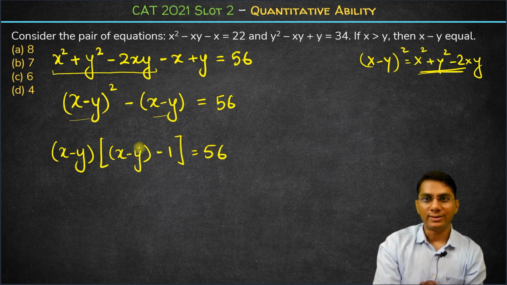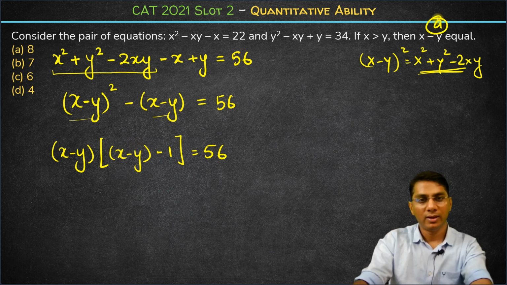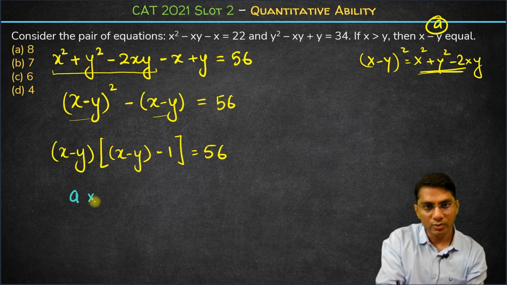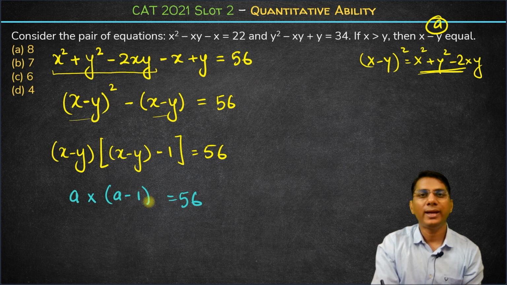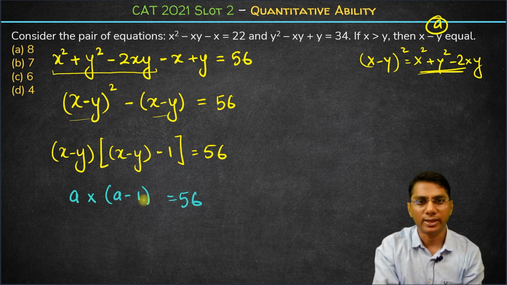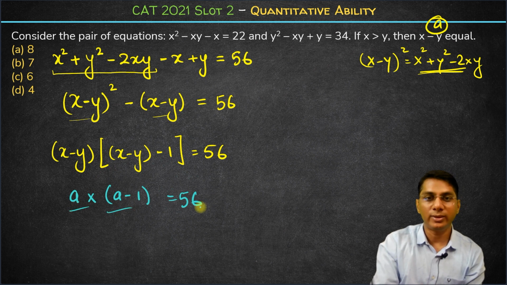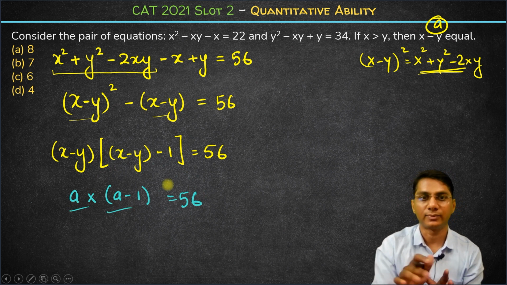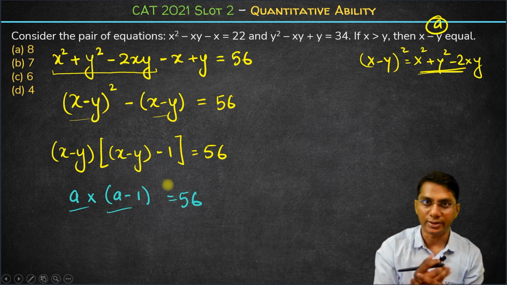Okay, now considering x minus y as a, what we have here is a into a minus 1. A into a minus 1 is 56. Okay, so a into a minus 1 is effectively consecutive numbers, right? A number and a number less than it, right? So a should definitely be an integer. If it were a decimal, a decimal and a number which is one less than that decimal will never give us an integer, right? So a has to be an integer.